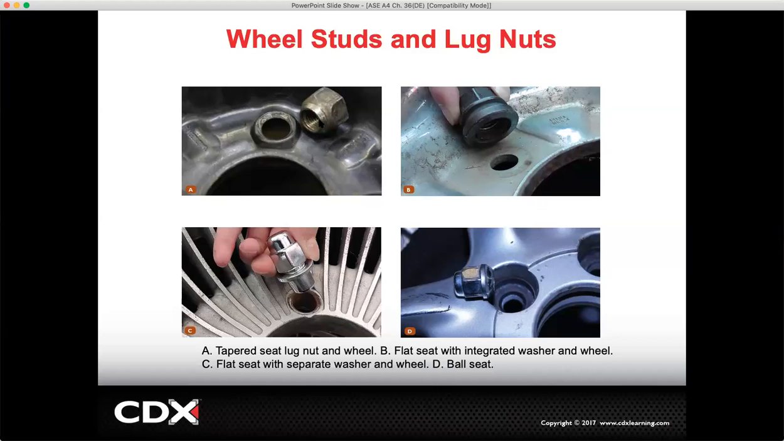When you're dealing with these kinds, the one up here, the tapered seat lug, you have to be careful when you're mounting them because they are open on both sides. You can actually put these on backwards. And you see how it's tapered right here? That's basically so that when you tighten it up against the rim, it centers everything in place.